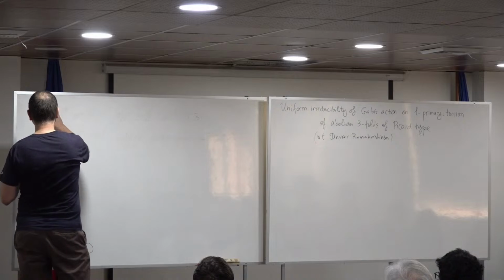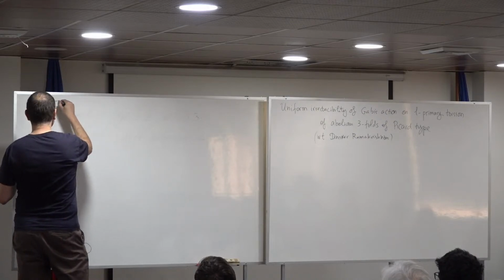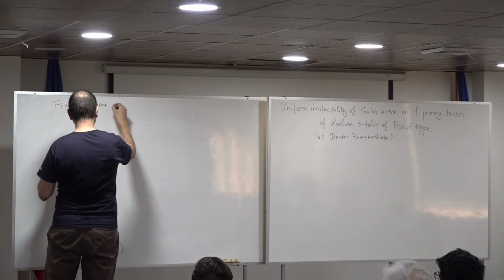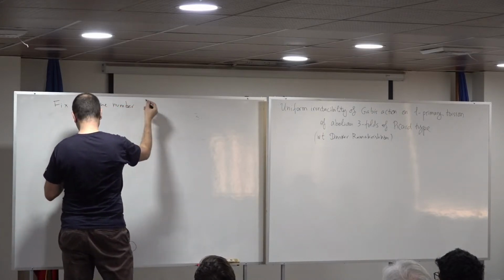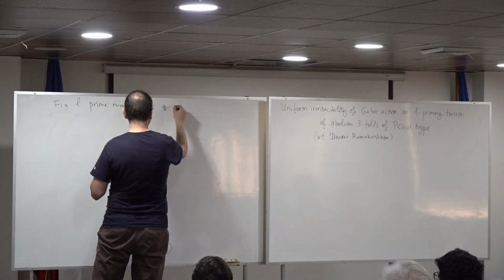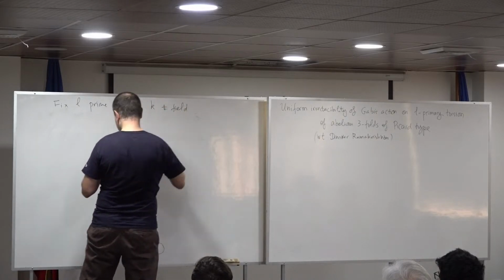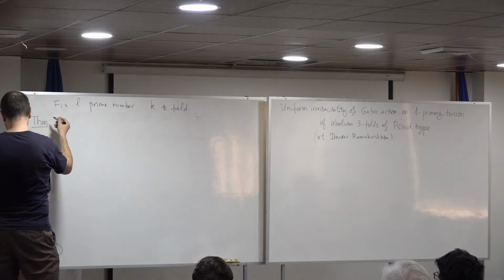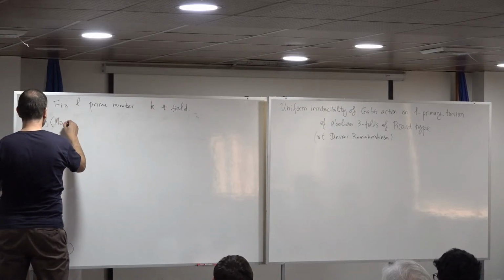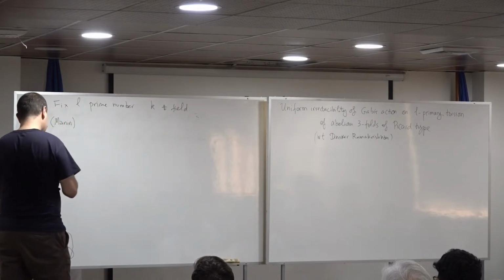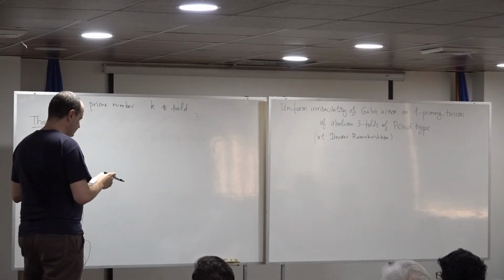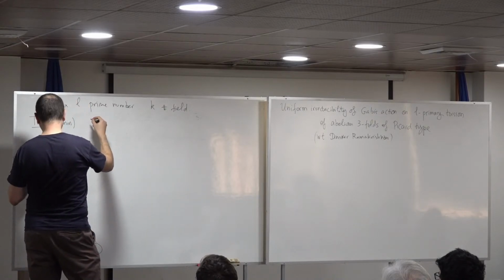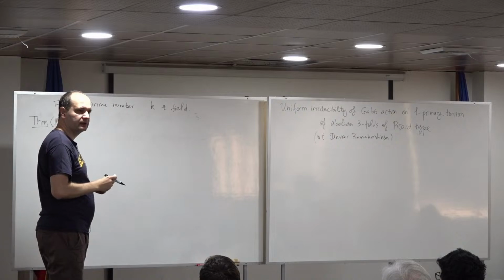We'll fix L to be a prime number, and K will be a number field. The question I'd like to talk about today is a generalization of a theorem of Manin, which appeared about the same time as Mazur's Eisenstein paper. So it's a pre-Faltings result.